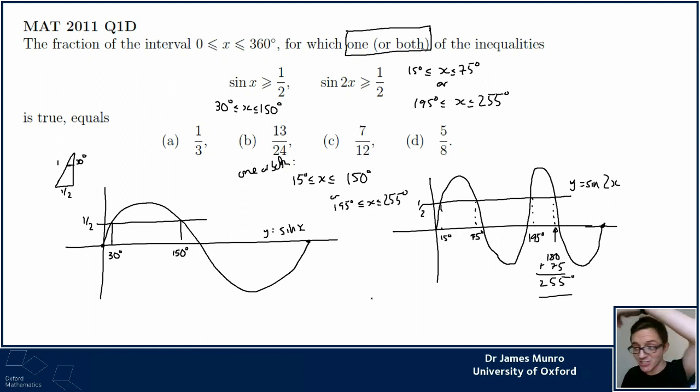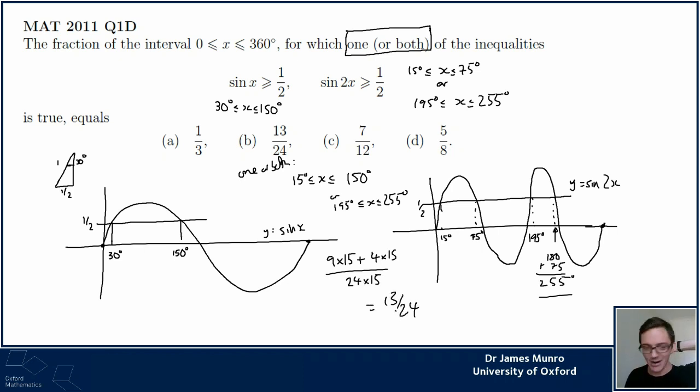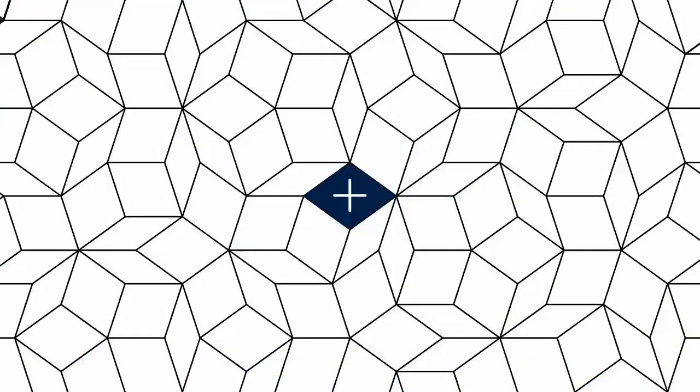Okay, got to do some fractions now. So this is, what is this? This is 9 lots of 15, plus, how many lots of 15 have I got over here? 4 lots of 15 over 360, which is 24 lots of 15, he says. I think this is 13 over 24. Wow, imagine taking that long to do fractions. Right, okay, I think it's B. I think I've got B.